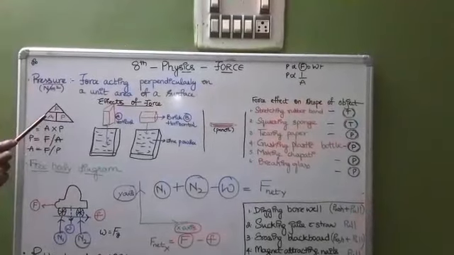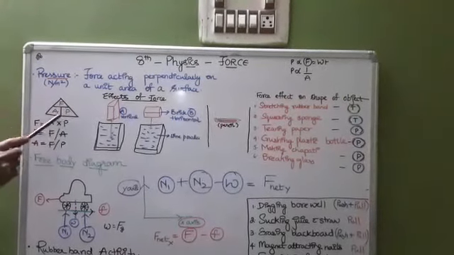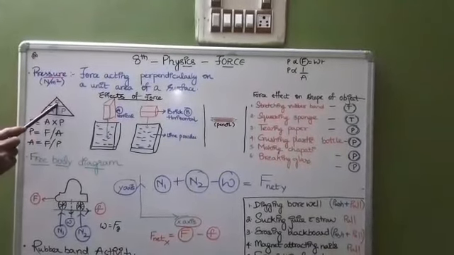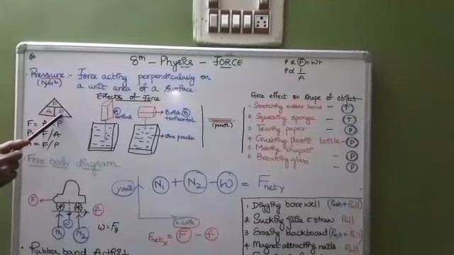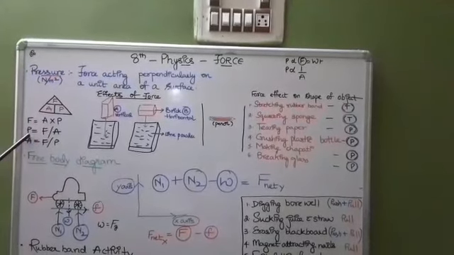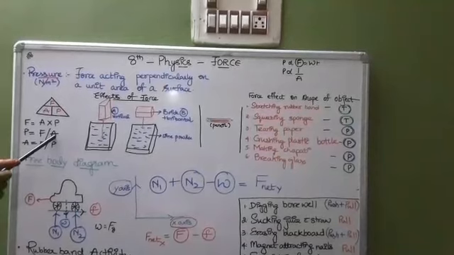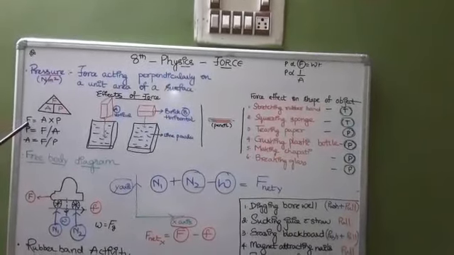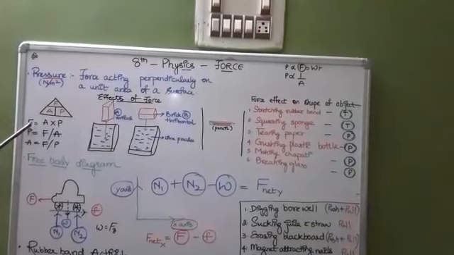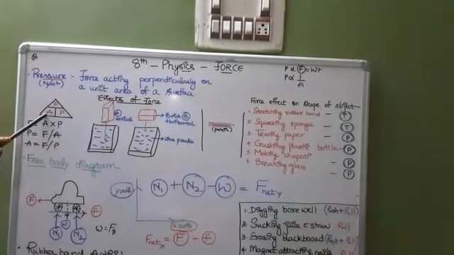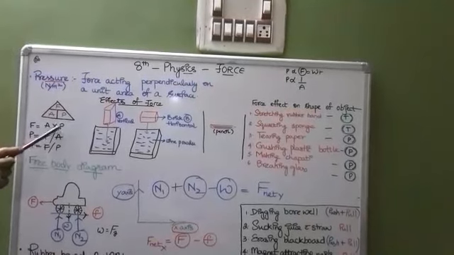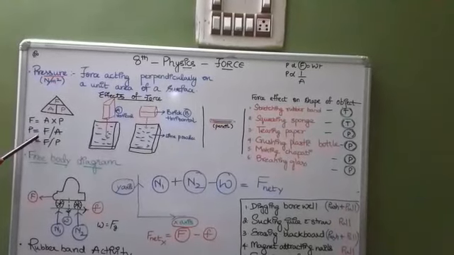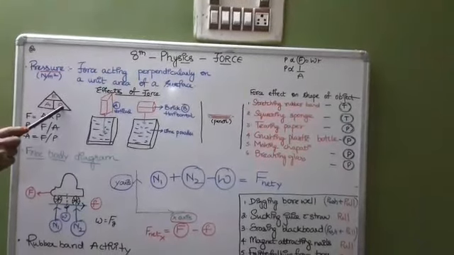Here a small diagram is depicting the relation between force, area and pressure. If we need to find the pressure, it is force per unit area. If you want to know the force, it is area multiplied by pressure. Next, if you want to know the area, then it is force per pressure.